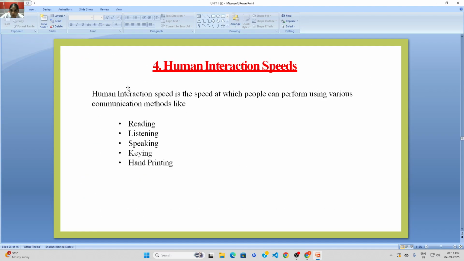Next is human interaction speed. Now we have learned how human characteristics are important for design purposes. Then how are we going to increase the speed? Human interaction speed is the speed at which people can perform using various communication methods like reading, listening, speaking, keying, and hand printing.